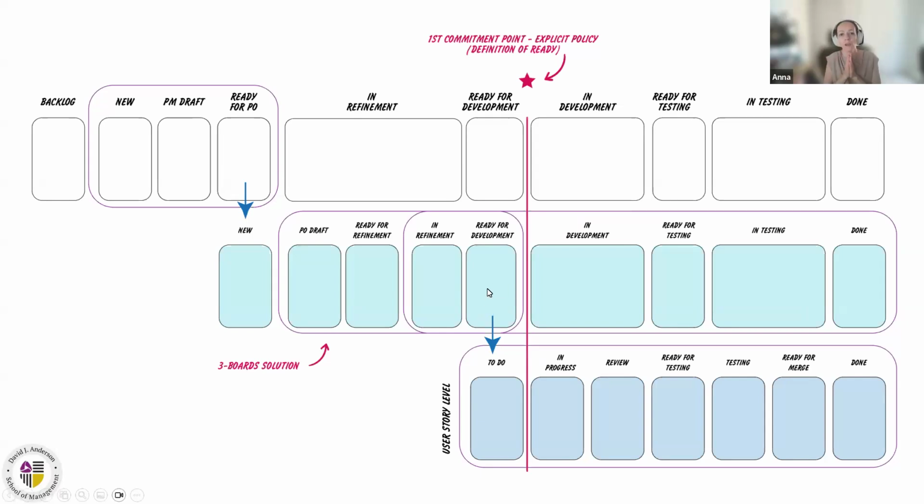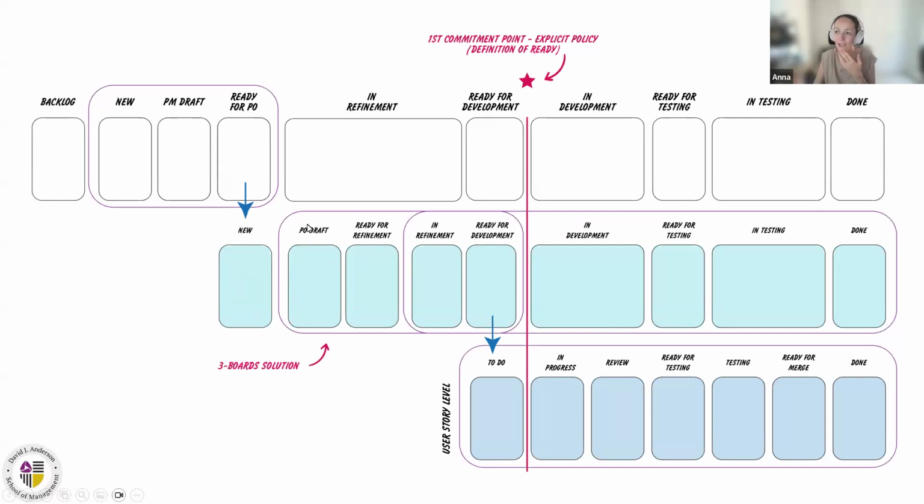And then it was in ready for development, okay? We didn't commit yet. Commitment was the moment when delivery teams decided now we have available capacity, we can start working on it. And this is when they pulled work from ready for development to in development. And this was this red line. This red line indicates commitment where the actual delivery started. And after the red line is our delivery downstream system.